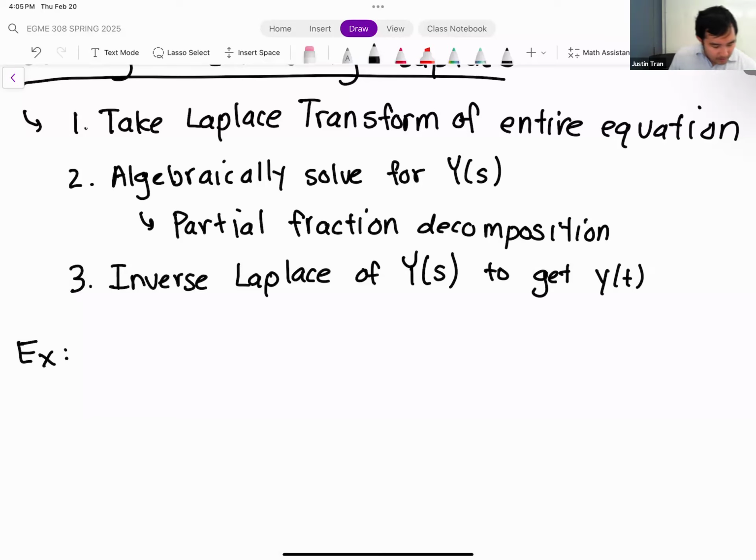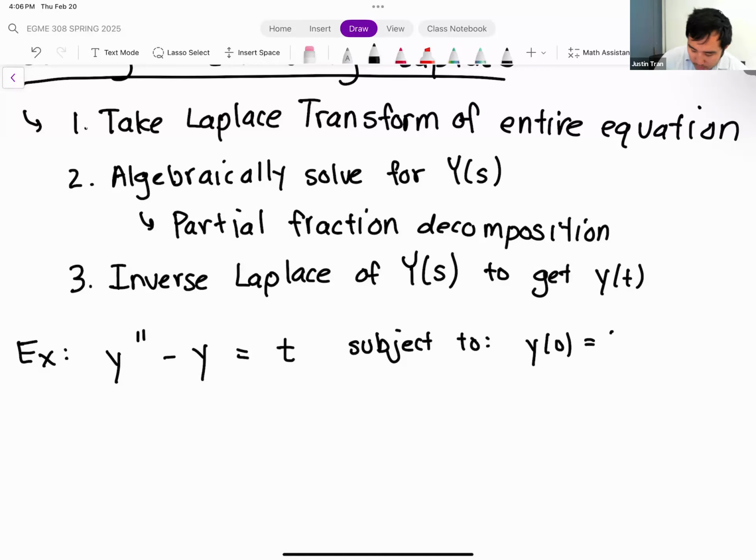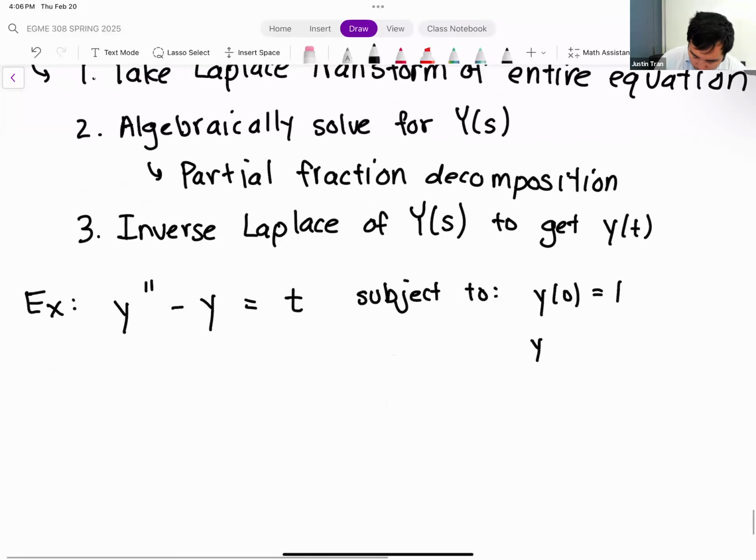Okay, so for this example, we had the following differential equation. You had y'' minus y is equal to t. Okay, so a fairly simple equation, and we're going to subject it to the following initial conditions. So we have y(0) is equal to 1, and y'(0) is equal to 1 as well. All right. And so we want to solve this ordinary differential equation using Laplace transforms.